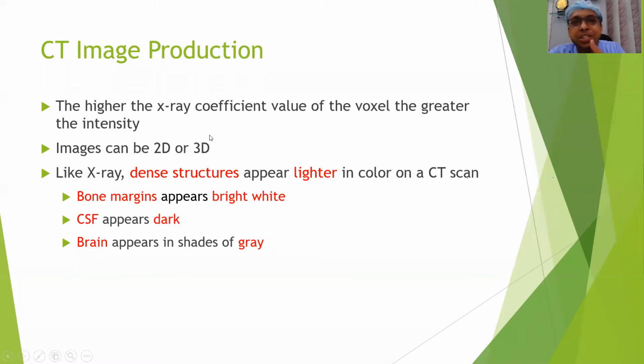So the more X-ray that penetrates the volume, and the more intense the X-ray, obviously you will be able to see better what is happening inside. The image will be crisper, and it will have more depth. You will have more differentiation between structures. So the higher the X-ray coefficient value, the greater the intensity, and as a result, you will have better picture quality. Images can be 2D or 3D.